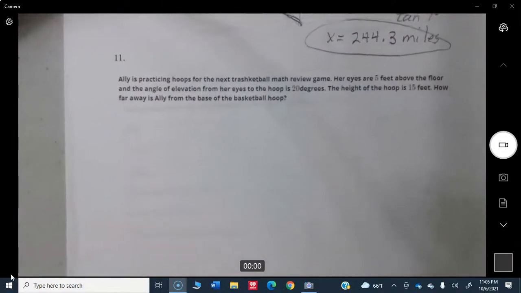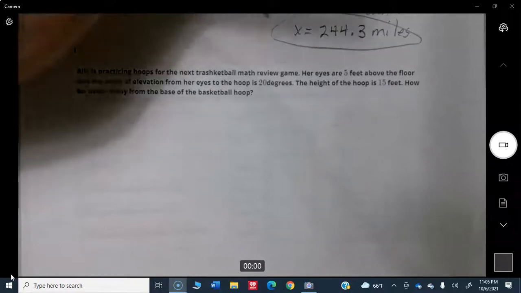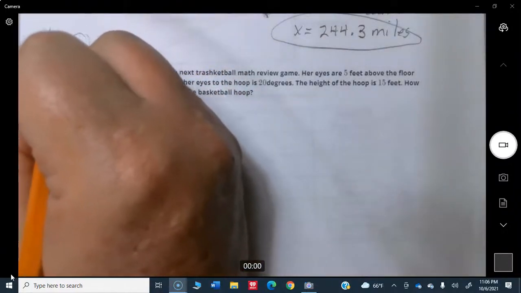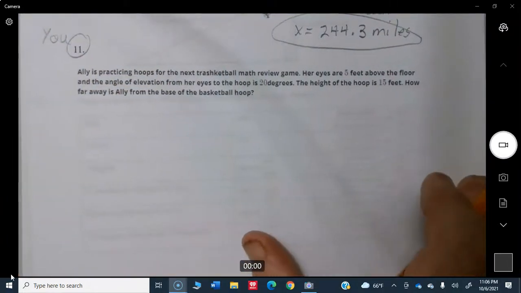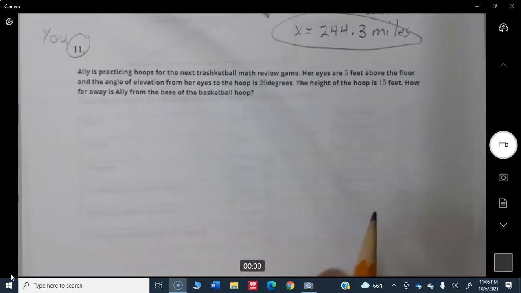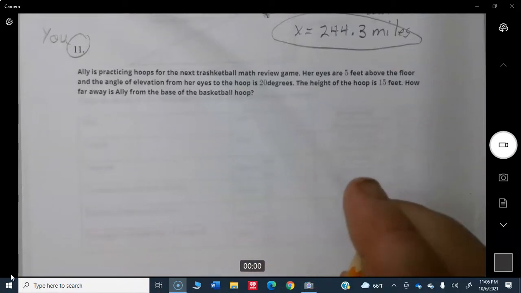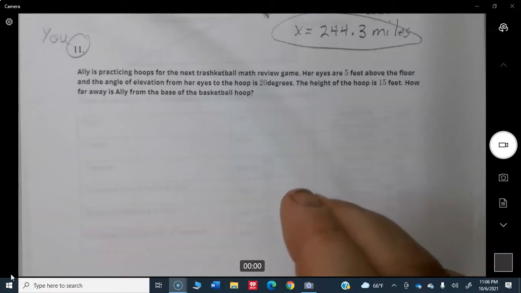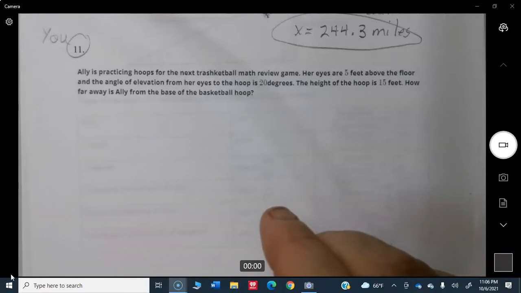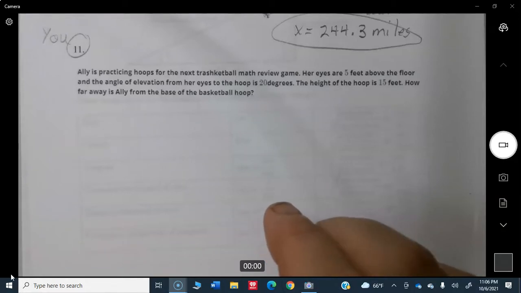And this one I'm going to just kind of set up for you and let you finish it, okay? So this is kind of a U problem. I'm going to do part of it with you. So Allie is practicing hoops for the next trash ball math review game. Her eyes are 5 feet above the floor, and the angle of elevation from her eyes to the hoop is 20 degrees. The height of the hoop is 15 feet. How far away is Allie from the base of the basketball hoop?